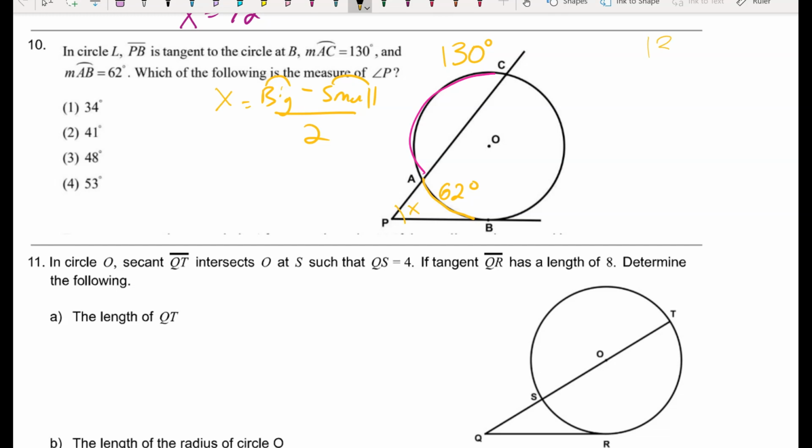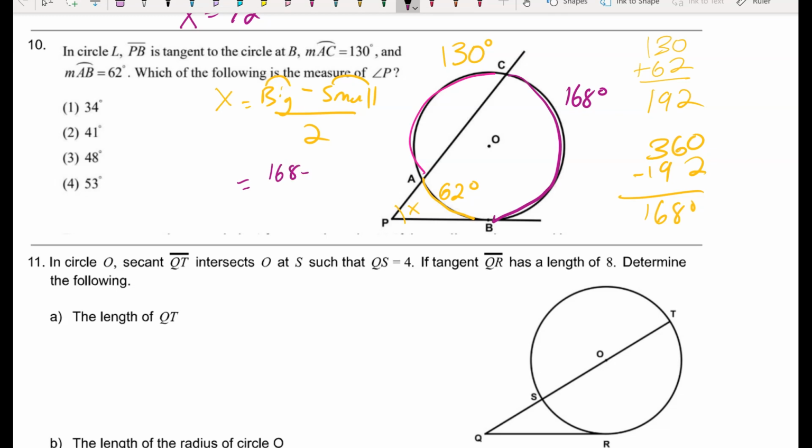That's always the case for an outside angle. But I already have 130 and 62 degrees accounted for. So if I subtract from 360 to find the measure of arc BC, the big arc I need here, I'm going to find that that's just 168 degrees. So the big arc that I'm going to subtract is 168 degrees. So I'm going to do 168 minus 62 over 2. And I get 53 degrees there when I simplify.